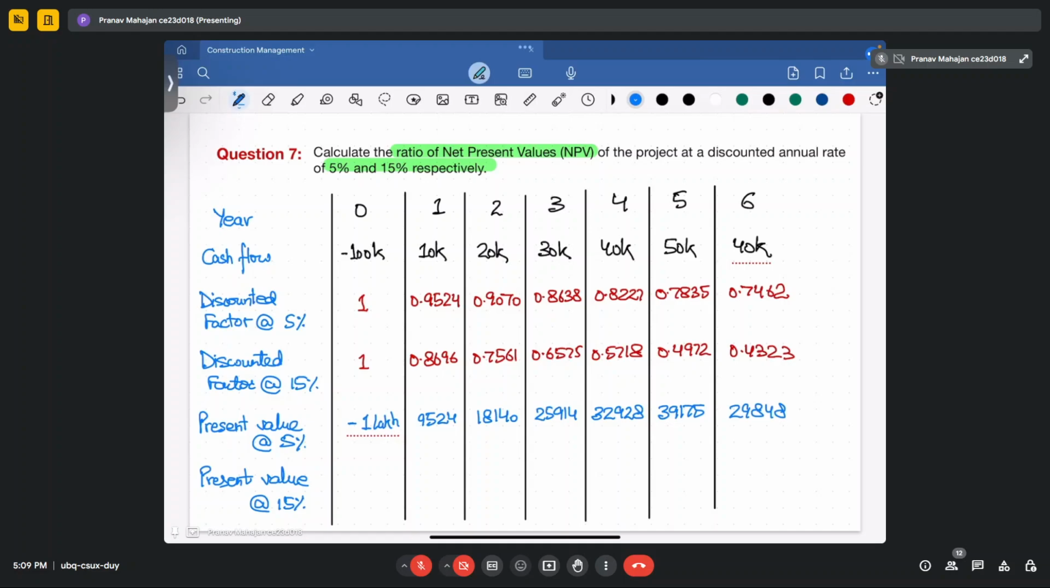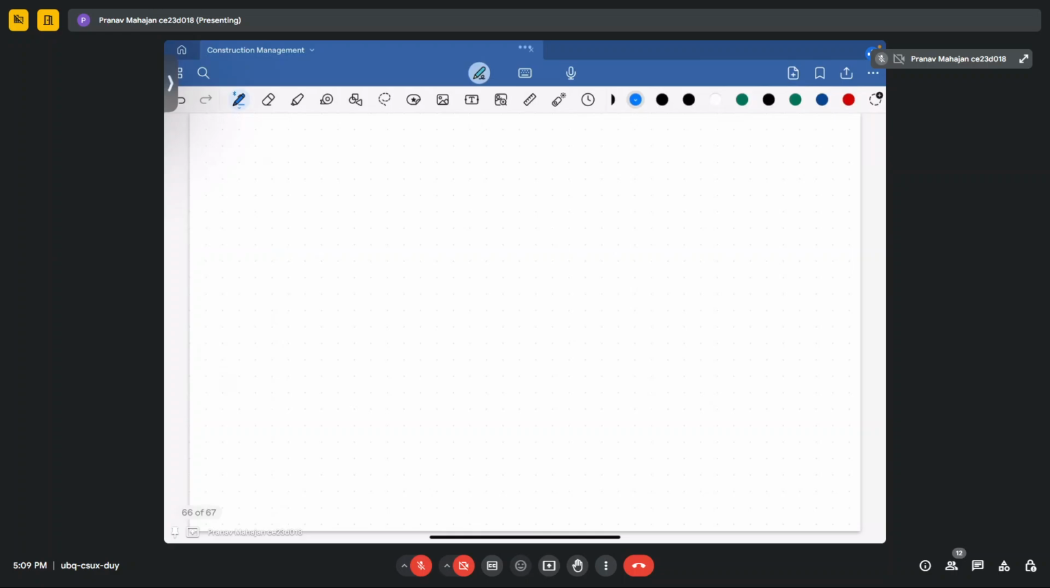Okay. For the 15% case, how will it become? It will become minus 1 lakh, 8696, 15122, 19725, 22872, 24860 and 17292. So now how will you calculate the NPV?